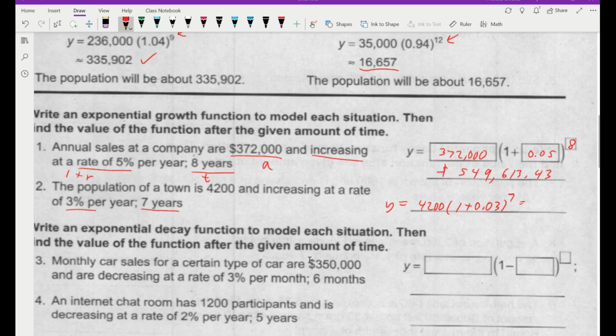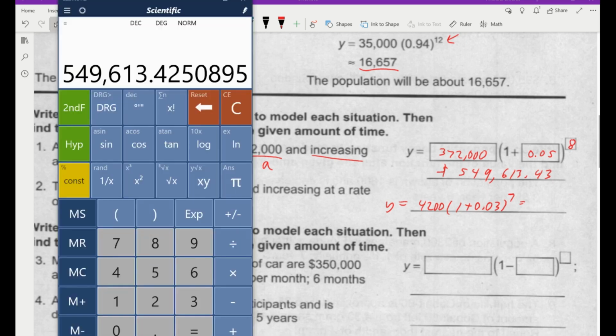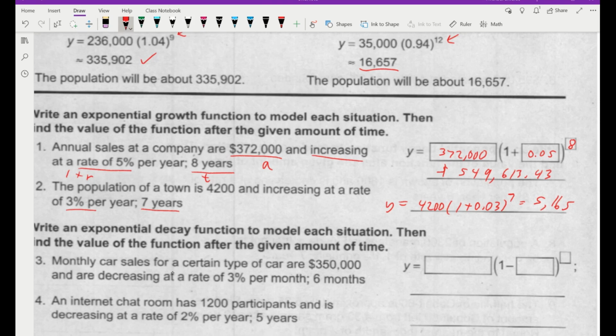Let's type that into our calculator. You clear it here. We have 4,200 times, parentheses, 1.03, because I'm just adding it, and we're raising it to the 7th year. And we get, now this is people, so let's round to the nearest whole person, which is 5,165. And we'll write persons here. Always have units on word problems. That's the population of the town 7 years from now.